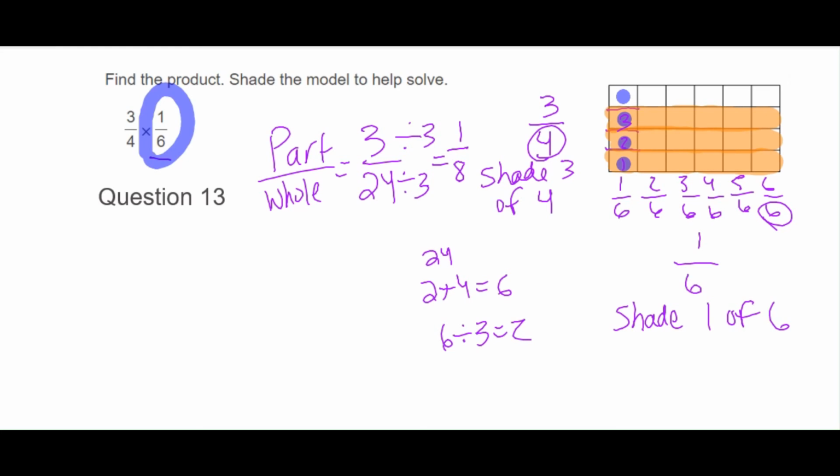All right, so you could also use math. So you will have to identify the model on your test, and then you will have to say what the answer is. So if you use math, it will be 3/4 times 1/6. And if you multiply across, that's 3/24. 3 times 1 is 3. 4 times 6 is 24. And obviously you can simplify to get the same answer that you got in the model, 1/8.